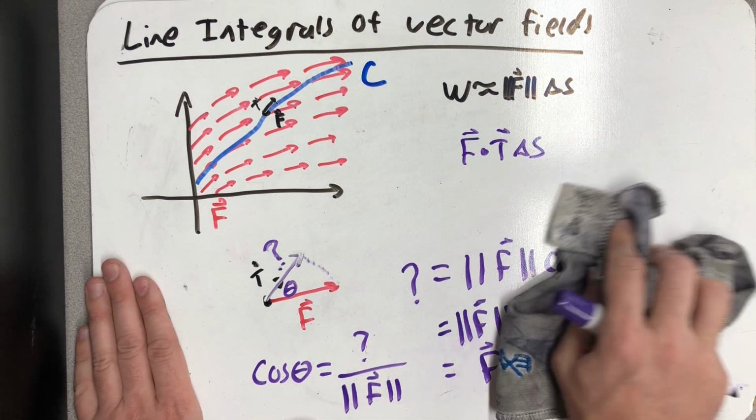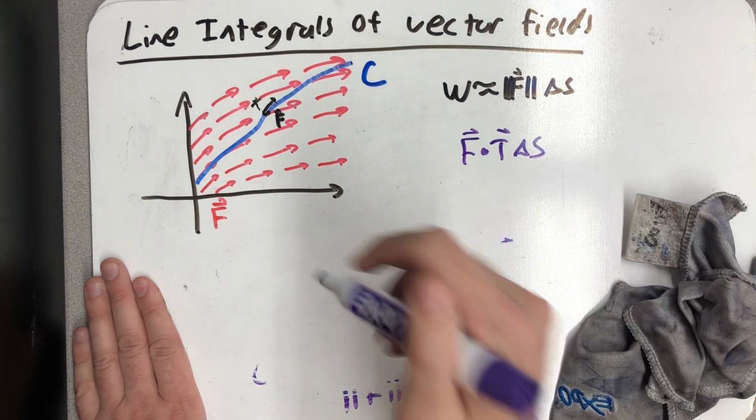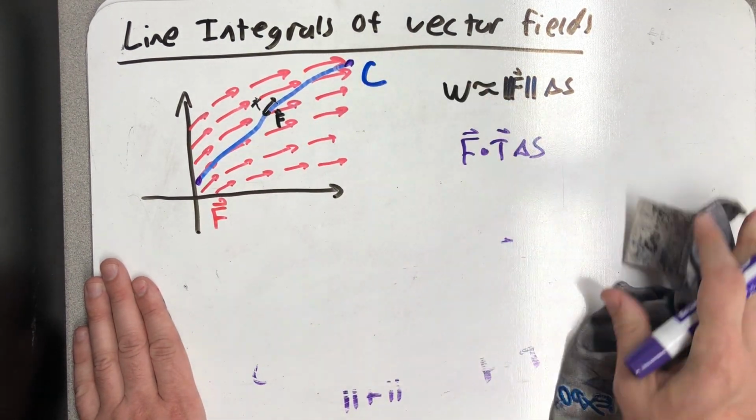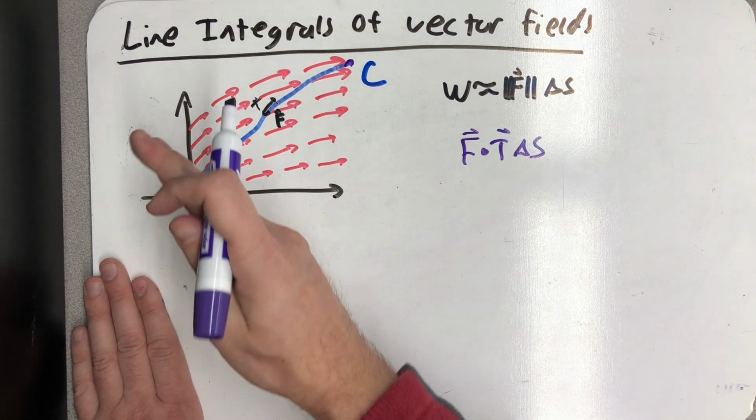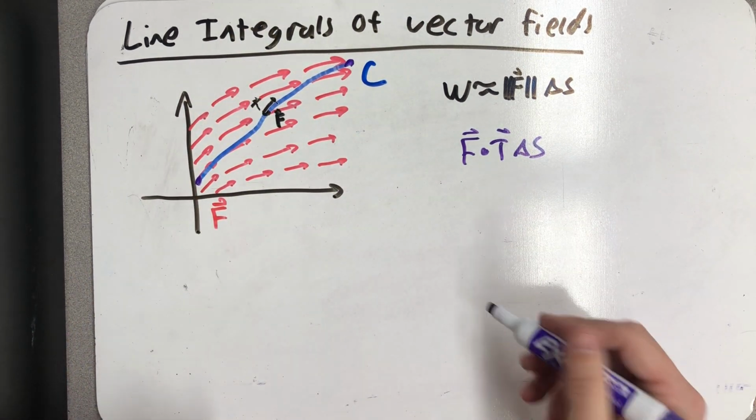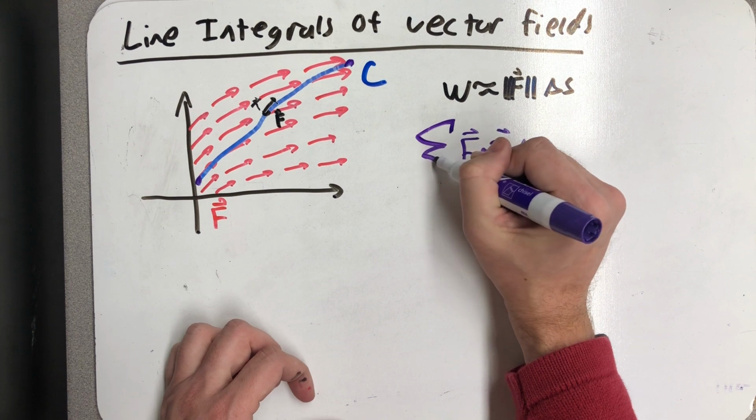And so if I wanted to approximate the work done as I traveled from a beginning point to an ending point, well then I could just chop up my path into small delta s's and add all those works together.